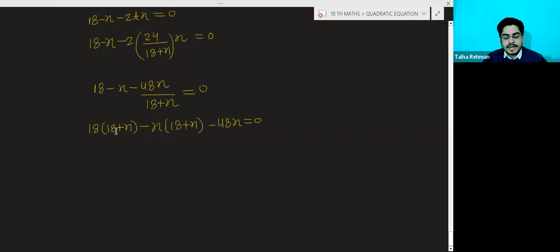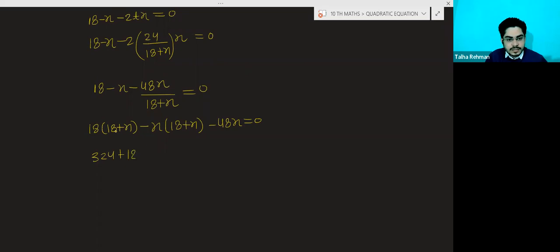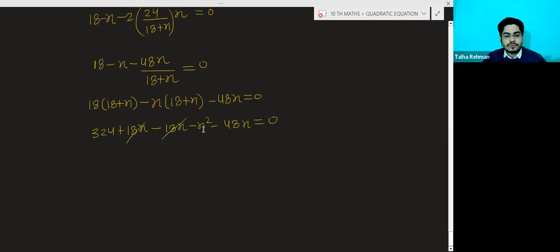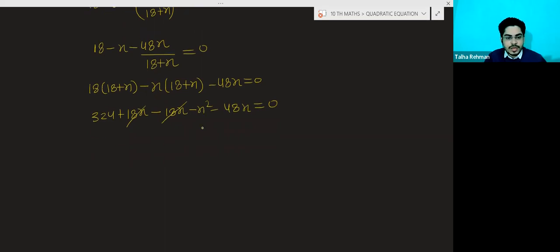So 18 times 18 is 324 plus 18x minus 18x minus x square minus 48x is equal to 0. 18x is cancelled out with 18x. So finally what you will get? Minus x square minus 48x plus 324 is equal to 0. So here you can take minus common, you will get x square plus 48x minus 324 is equal to 0.